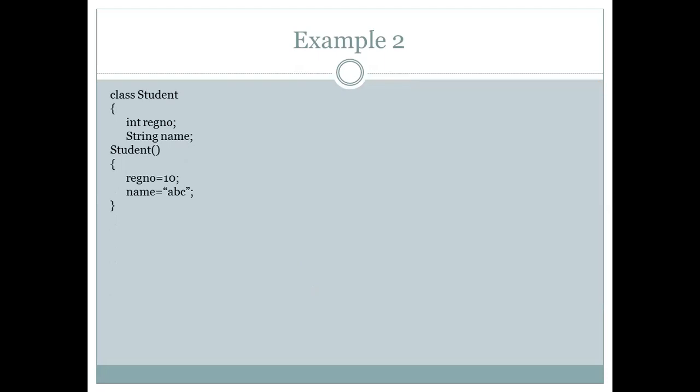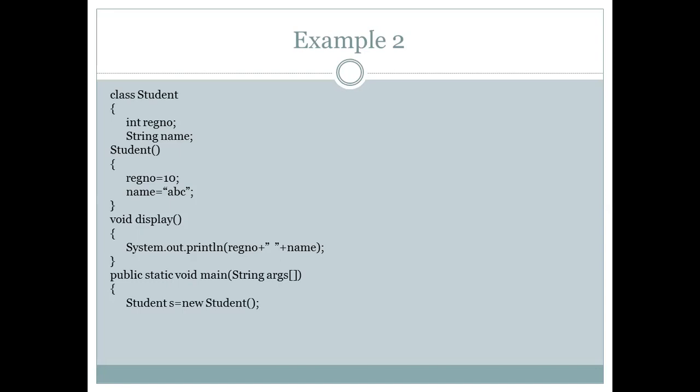The constructor's name is student. It does not have any parameters, and it has two instance variables being initialized to 10 and ABC. And again, we have the display method, and in the main method, we are going to create the object of S, and then we try to invoke the display method through the object that is created.